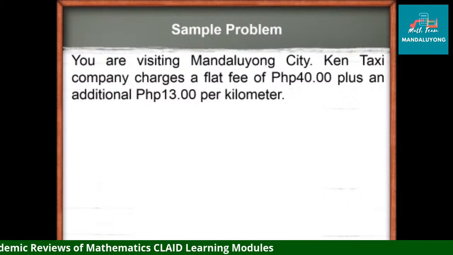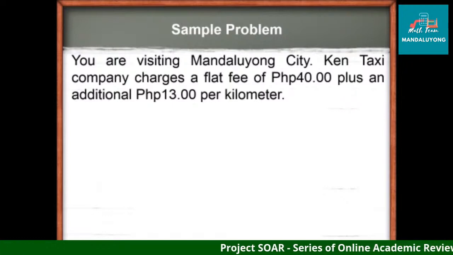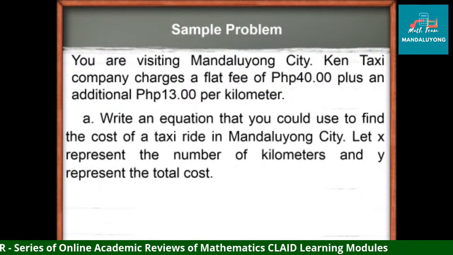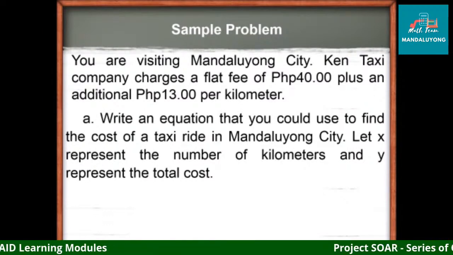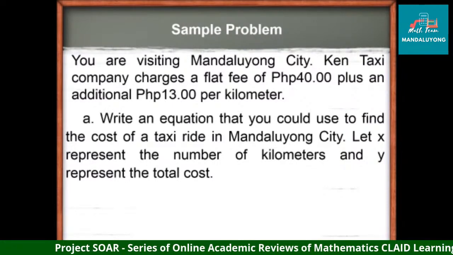You are visiting Mandaluyong City. Ken Taxi Company charges a flat fee of 40 pesos plus an additional 13 pesos per kilometer. Letter A. Write an equation that you could use to find the cost of a taxi ride in Mandaluyong City. Let x represent the number of kilometers and y represent the total cost.